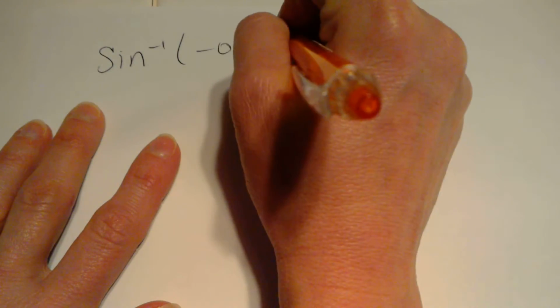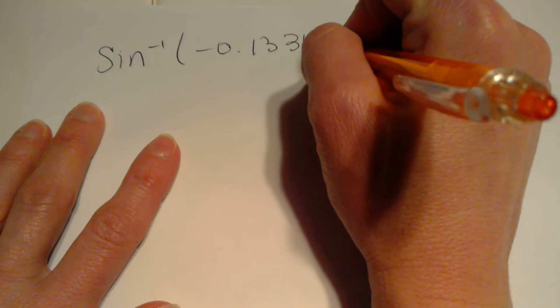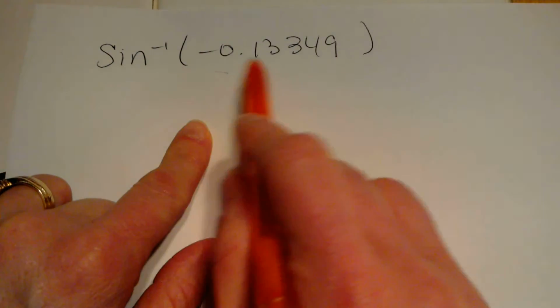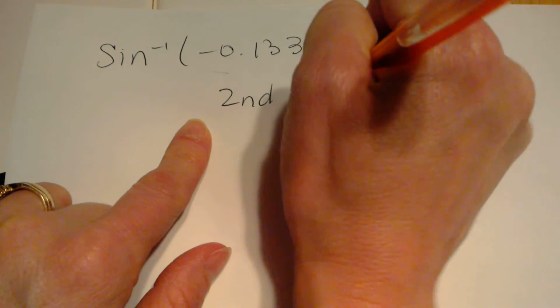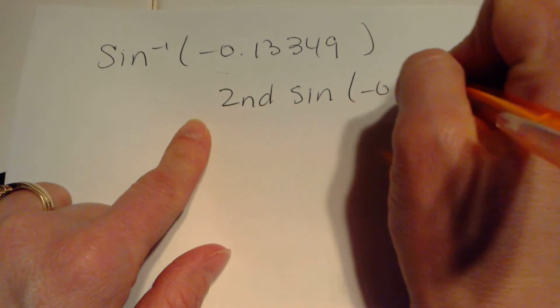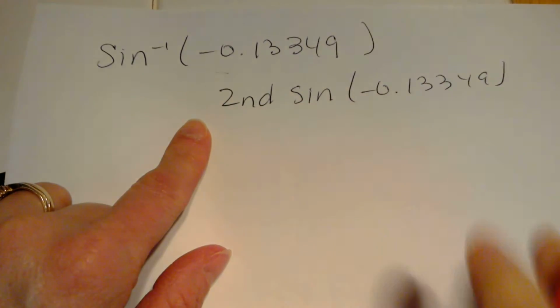So what if I had, let's think calculator for a second, because I know you'll always want to use your calculator. If I had sine inverse of a number that is not on my unit circle, and you've got an 83 or 84, you would just do the second sine button and then type in whatever the number is. Okay, so it's pretty easy.